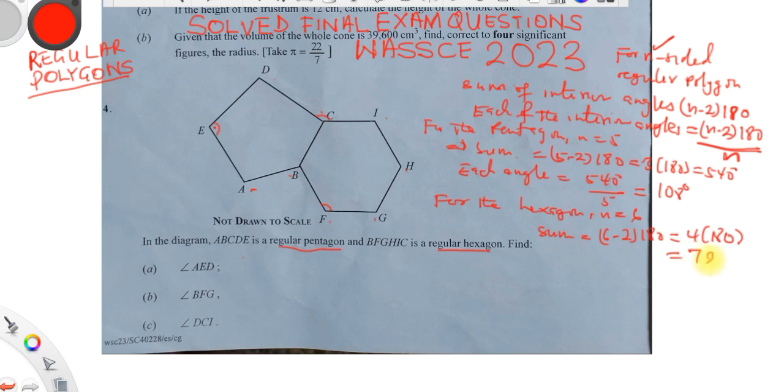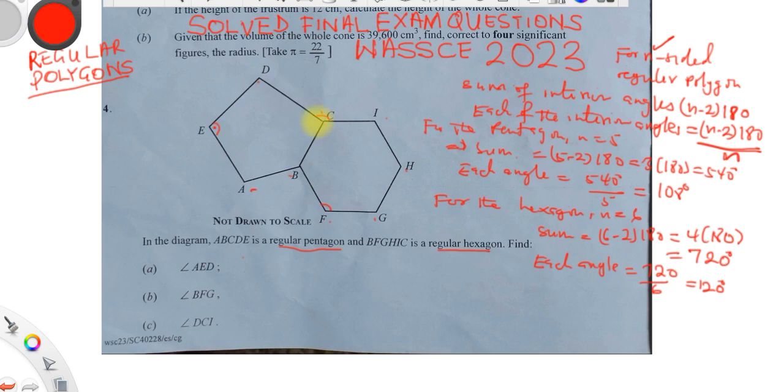Okay, 720 degrees. So if I want each interior angle of the hexagon, it is equal to what? 720 divided by 6, which is equal to 120 degrees. Okay, 120, so each of the interior angles. So this one is what? 180 degrees. This one is 180 degrees.